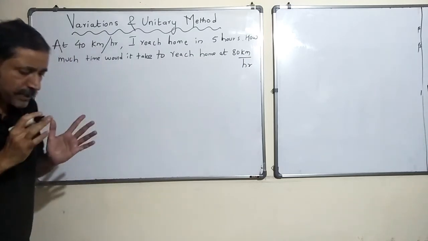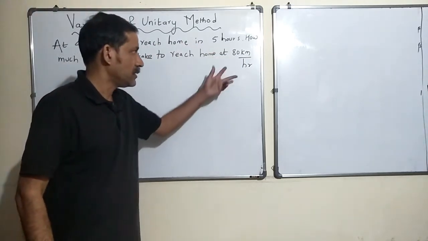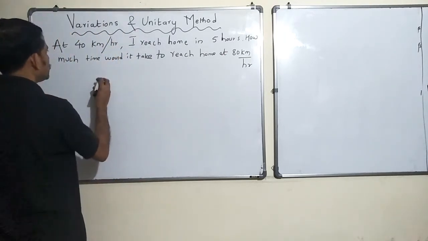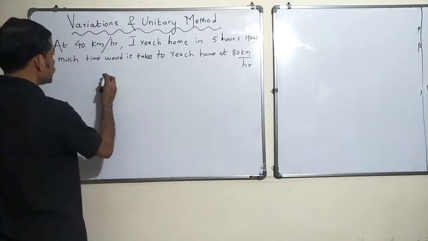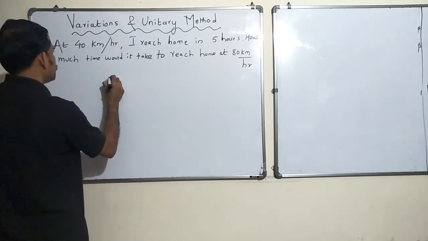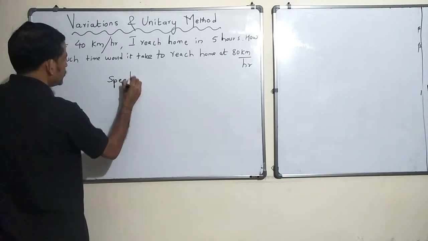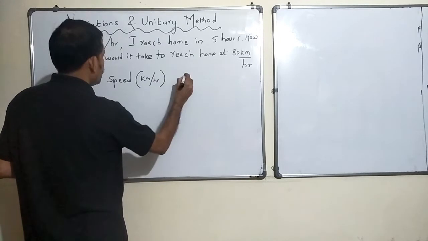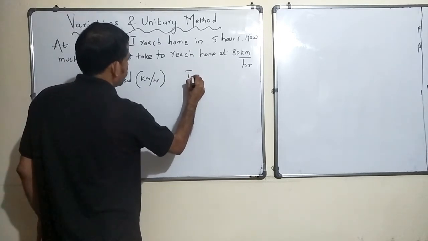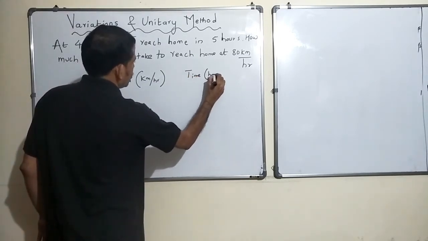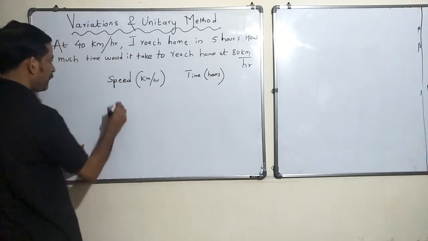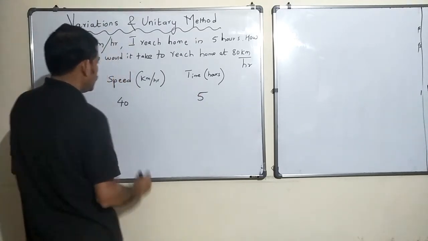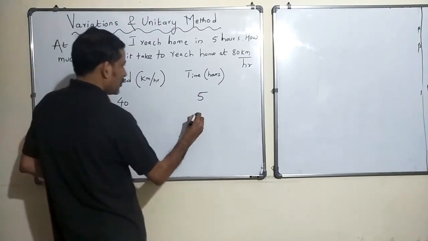Okay, so at 40 kilometer per hour you reach home in 5 hours. So at 80 kilometer per hour, how much time would it take? So let's take the variation method here. Speed is measured in kilometer per hour, and time in hours. At 40 kilometer per hour I reach home in 5 hours. So at 80 kilometer per hour I'll probably reach home in y.